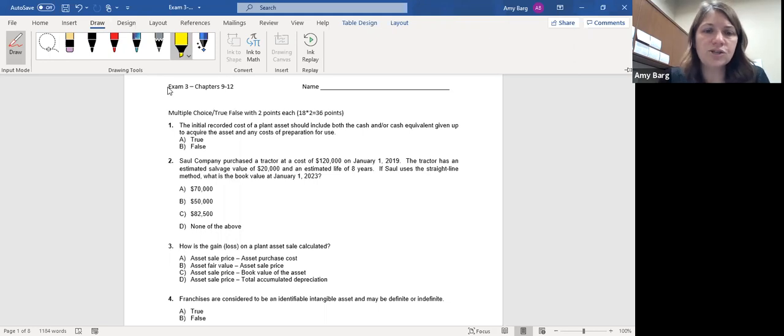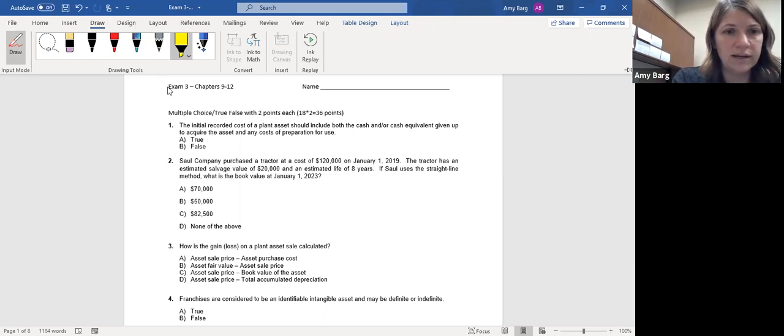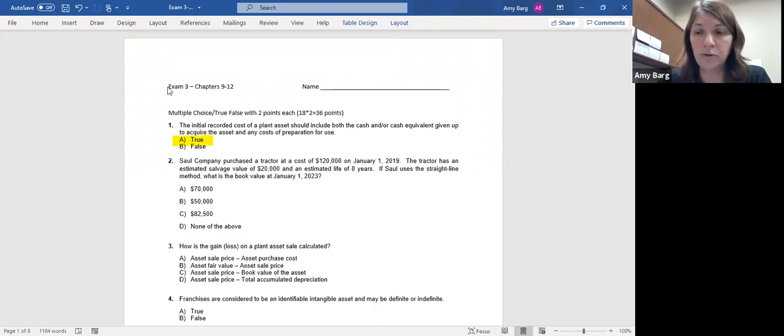All right, so the initial recorded cost of a plant asset should include both the cash and or cash equivalent given up to acquire the asset and any cost of preparation for use, true or false. So the answer to this one is true. When you put an asset on your books, it's the cash that you pay for the asset plus any installation costs or shipping costs, things like that. Anything to prepare it for use. Any repairs that come after that do not get included. They're like routine repairs, things that happen after you put it into use, then those don't get included.